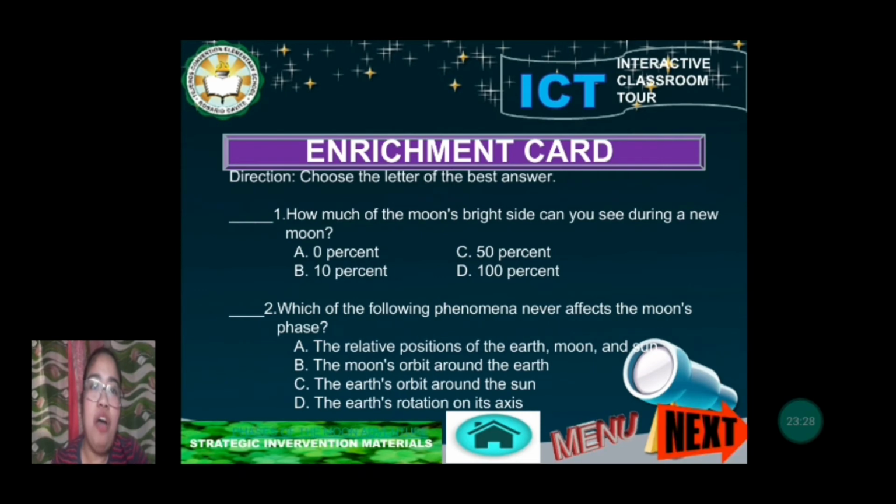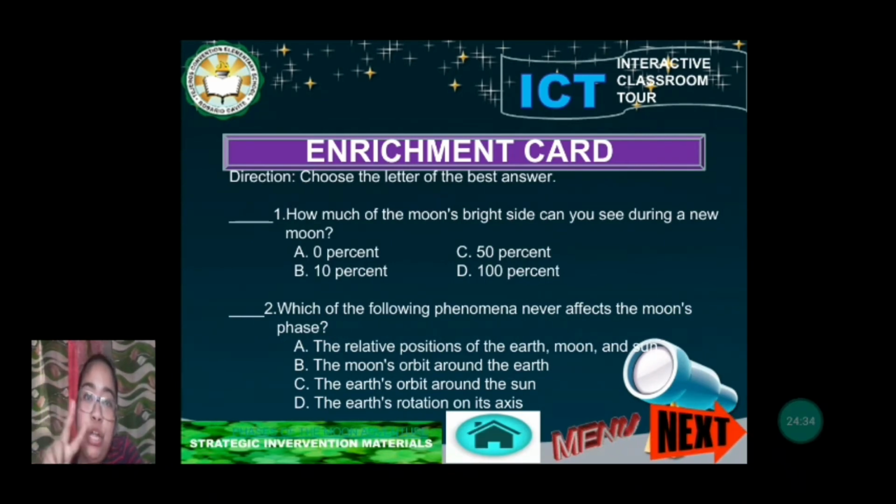Number 1, how much of the moon's bright side can you see during a new moon? Letter A, 0%. B, 10%. C, 50%. D, 100%. Write your answer.